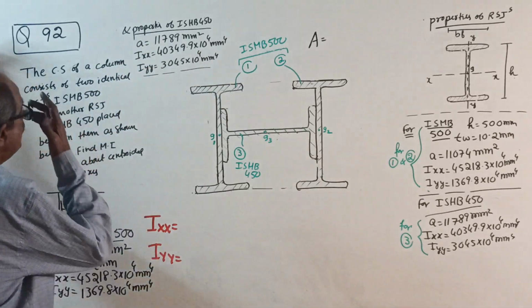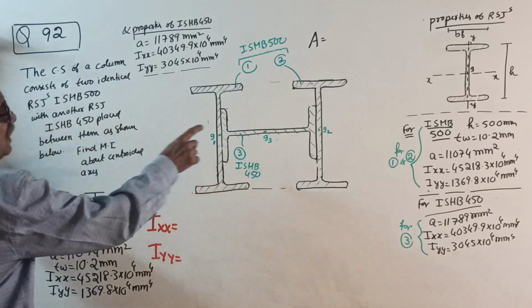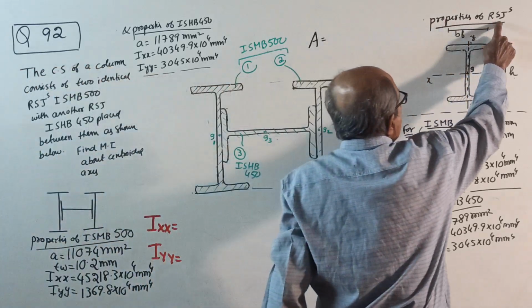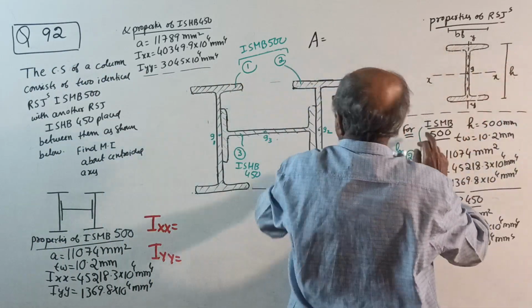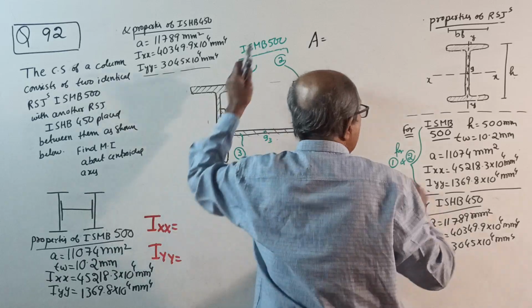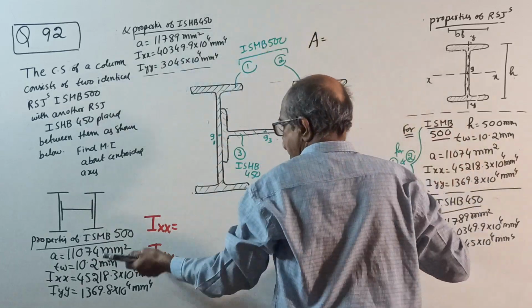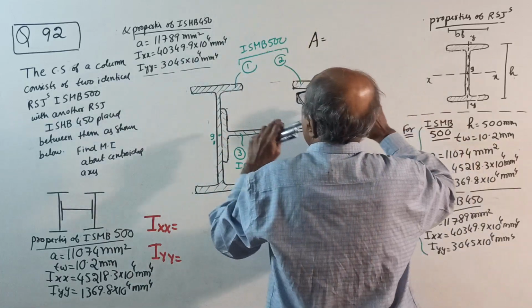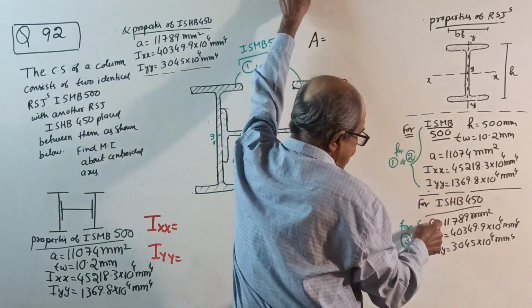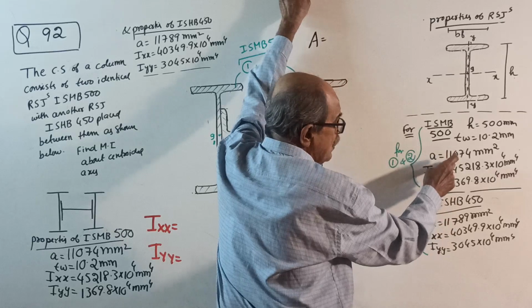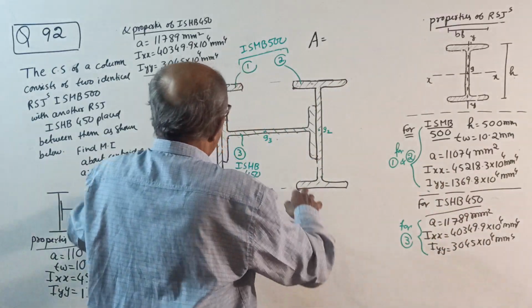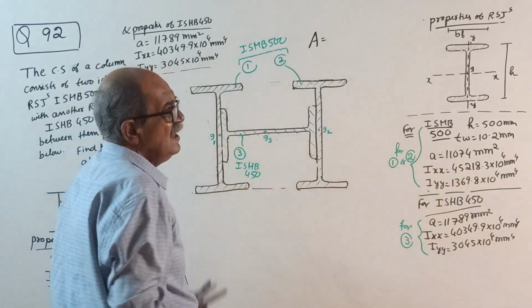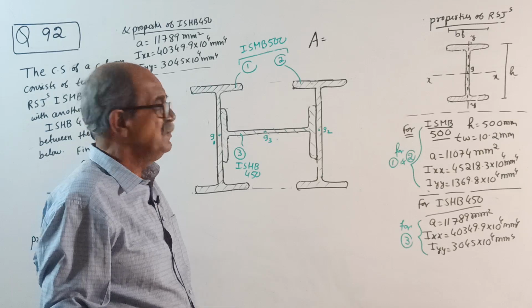Now, here I write the properties of RSJ, in general, for any RSJ. When you come to ISMB 500, see the properties, I copied from there. When you want ISHB 450, I copied the properties there. This you actually get from the handbook. In this class, it is given. Now, the sketch is drawn as neatly as possible, sufficient.